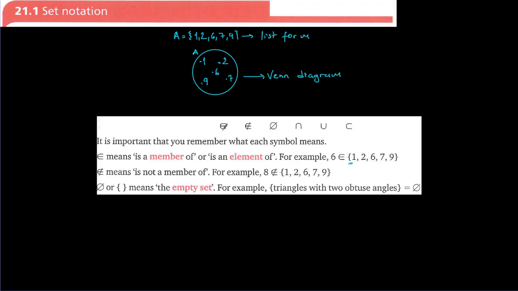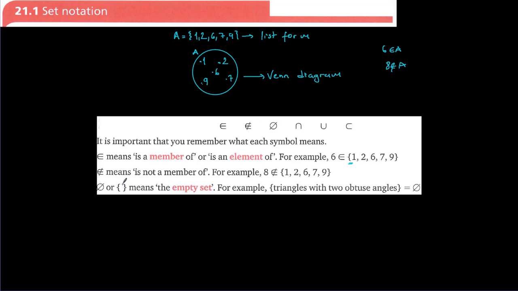The first notation represents elements. Here the ∈ means is a member of or is an element of, and the example is also given: 6 is an element of A, and 8 is not an element of A, because when you put a cross over it, it becomes not an element. As you see in the set, we don't have 8, so 8 is not an element of the set.